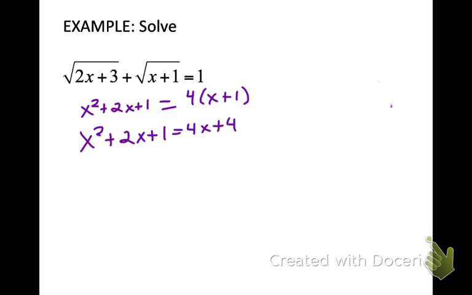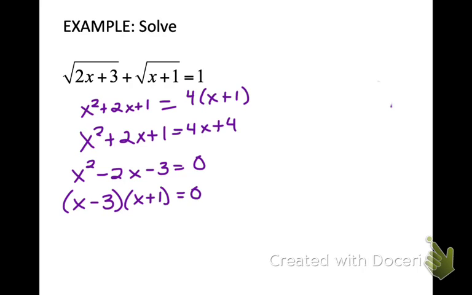Move everything to the left, which would get me x squared minus 2x minus 3. Factors of negative 3 that get you to negative 2. X minus 3, x plus 1. So my two options are 3 and negative 1. Which ones work?